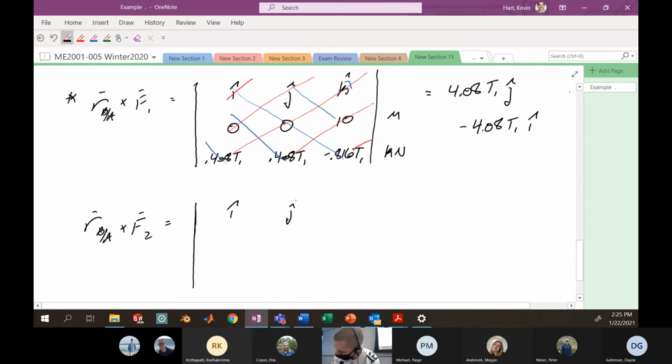I, J, K. All right, my position vector arriving at B from A is the same as before, just 10 meters in K. And the force F2 we found previously, using sort of the unit vector that exists between B and C. So here this will be negative 0.497 T2.